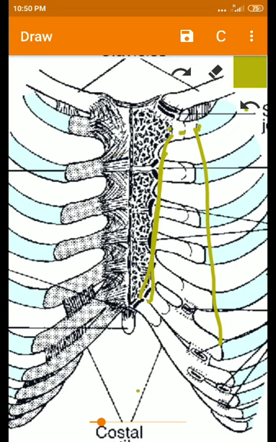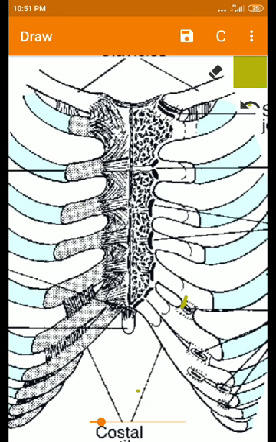And next, coming to the interchondral joints. The name itself mentions it: chondra means cartilages. So each and every cartilage is joined to another to form a joint called the interchondral joint. This is the interchondral joints. Okay.